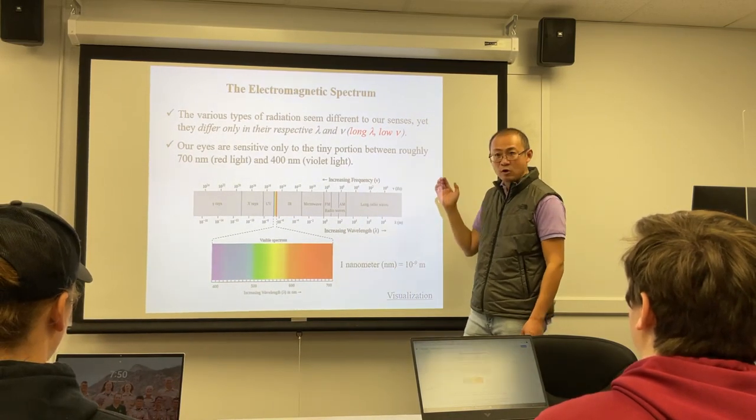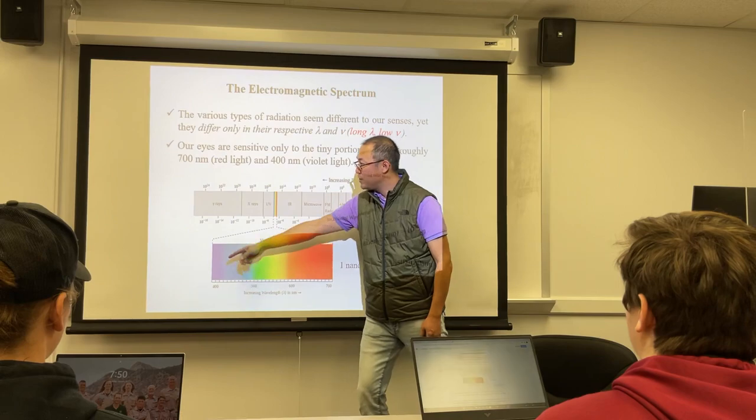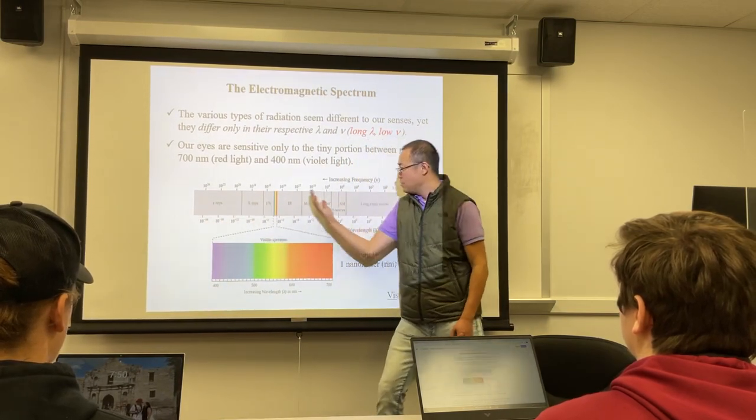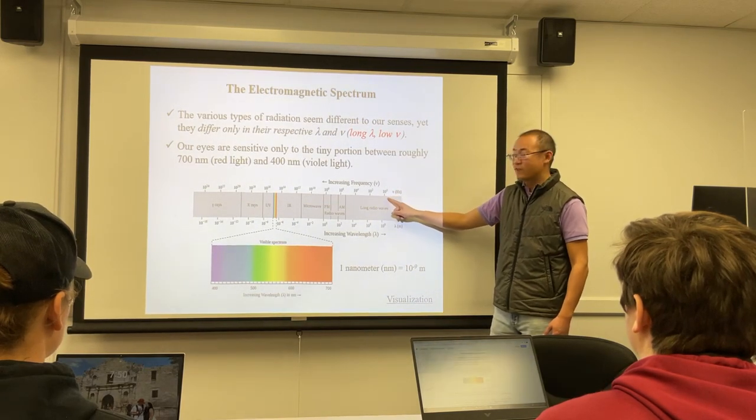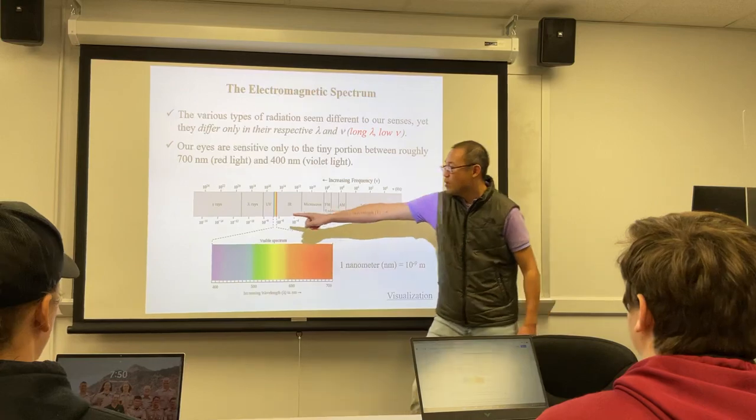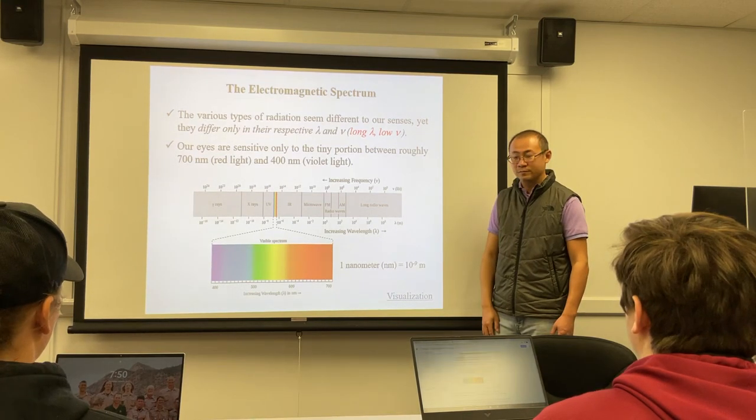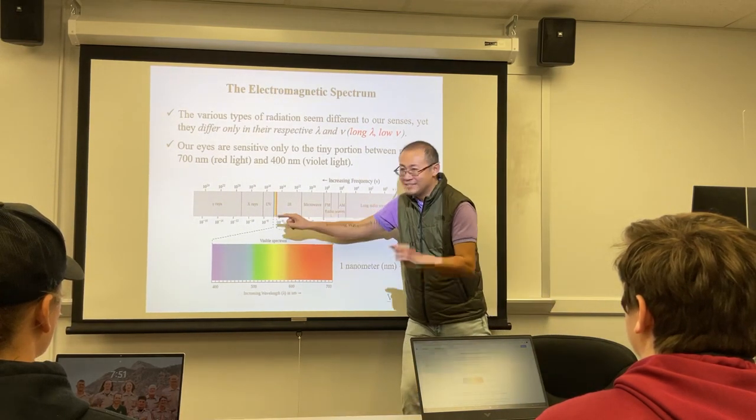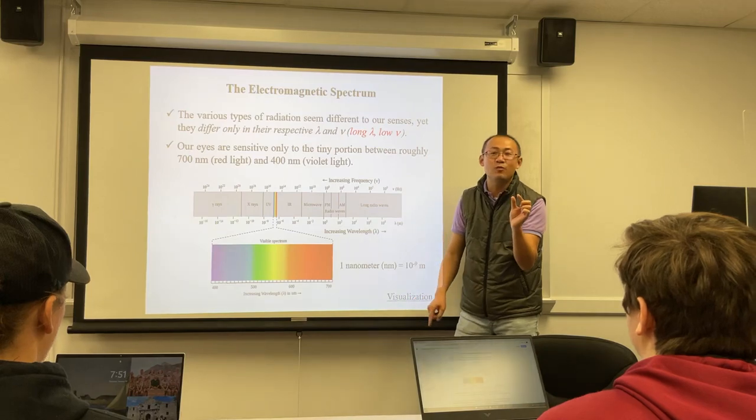Now, in this spectrum, on this end, the X-ray, gamma ray end, are the ones with high frequency and what? Shortest wavelengths. This end, the radio waves, are the ones with what? Low frequency and long wavelength. Do you see that? The bottom is wavelength. The wavelength is increasing this way, but the frequency is what? Decreasing. And our eyes are only sensitive to what? This tiny region between 400 nanometers to 700 nanometers wavelengths.